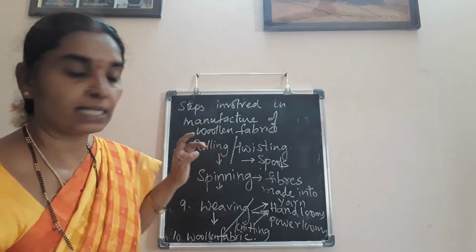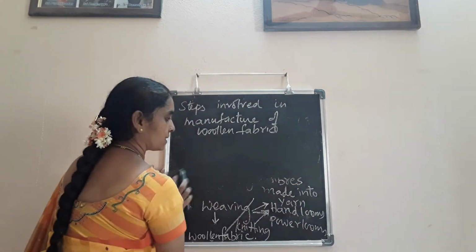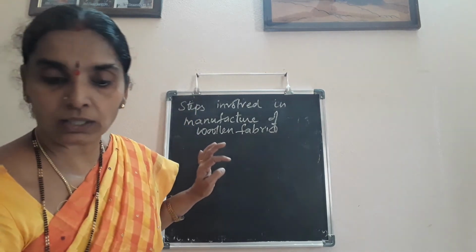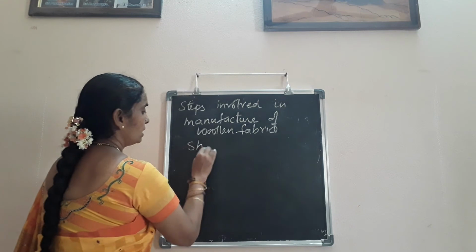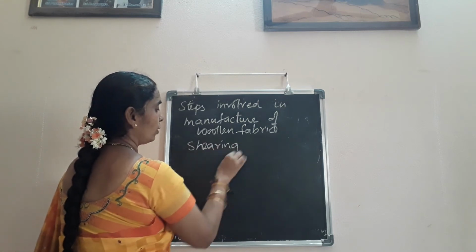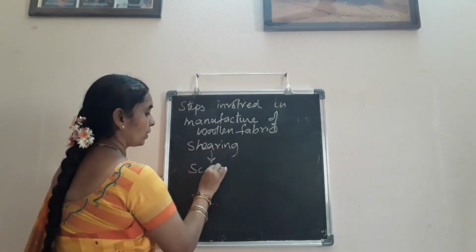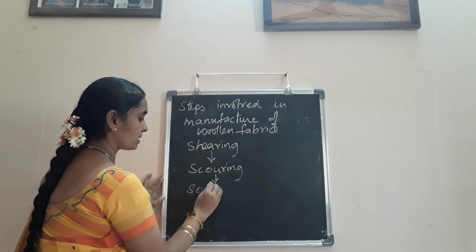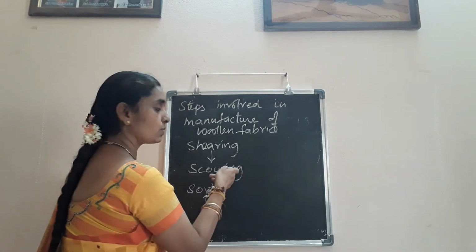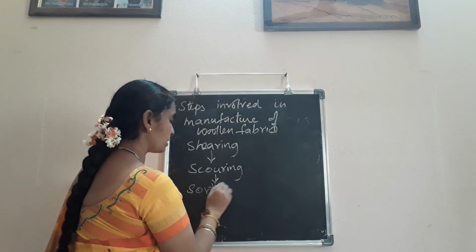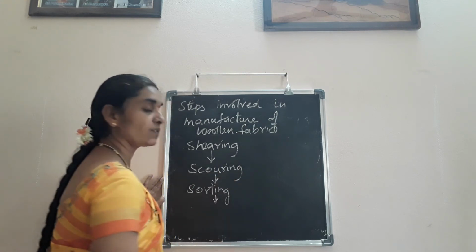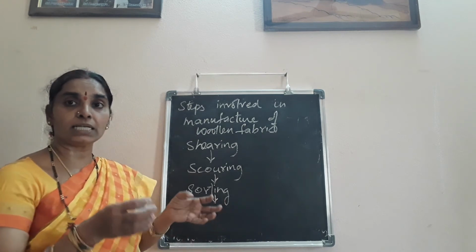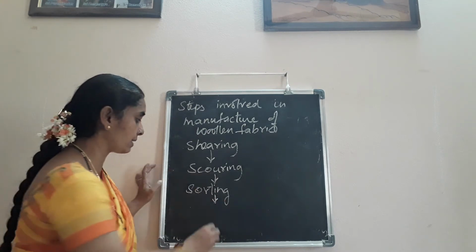Okay children, now I'll revise the topic about the manufacture of the woolen fabric. Once again, I'll go through the different steps. First is the shearing process, removal of fleece. Scouring process is the washing of the fleece with chemicals, and sorting process is the classifying or arranging of the wool into piles of different types.